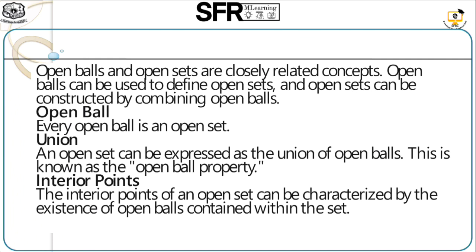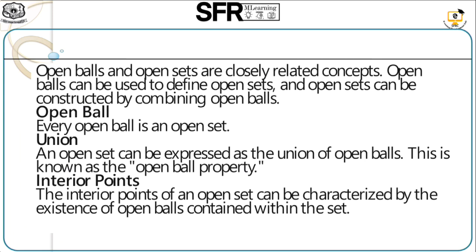Then we should know about the interior points. The interior points of an open set can be characterized by the existence of open balls contained within the set. The interior points must be within the open ball. First, we can say that every open ball is an open set. In any metric space (M, d), each open ball is an open set.